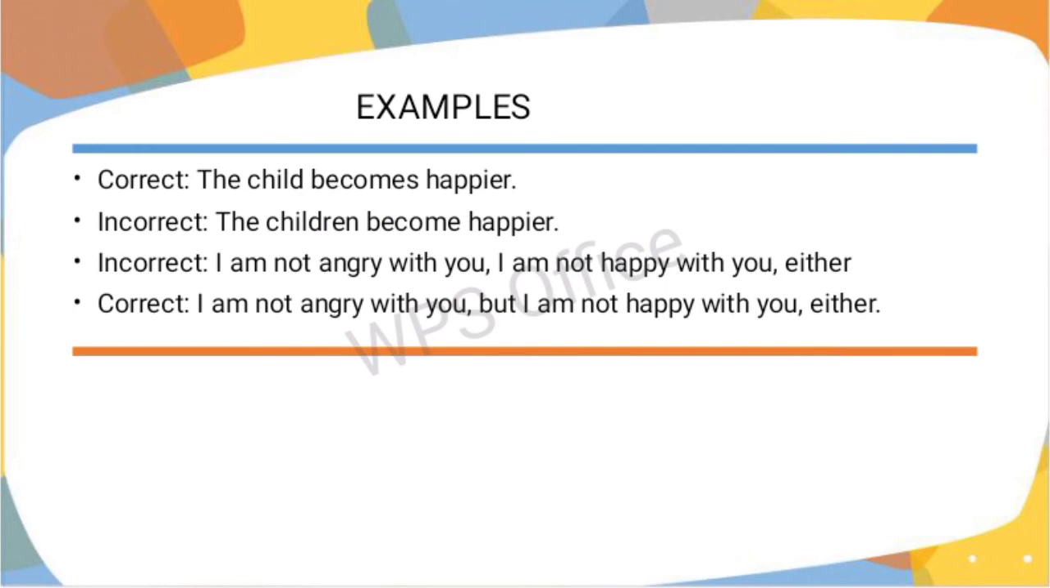And lastly, I am not angry with you, I am not happy with you either. And the correct one is, I am not angry with you, but I am not happy with you either. This example belongs to comma splice because it is fixed by using a comma.